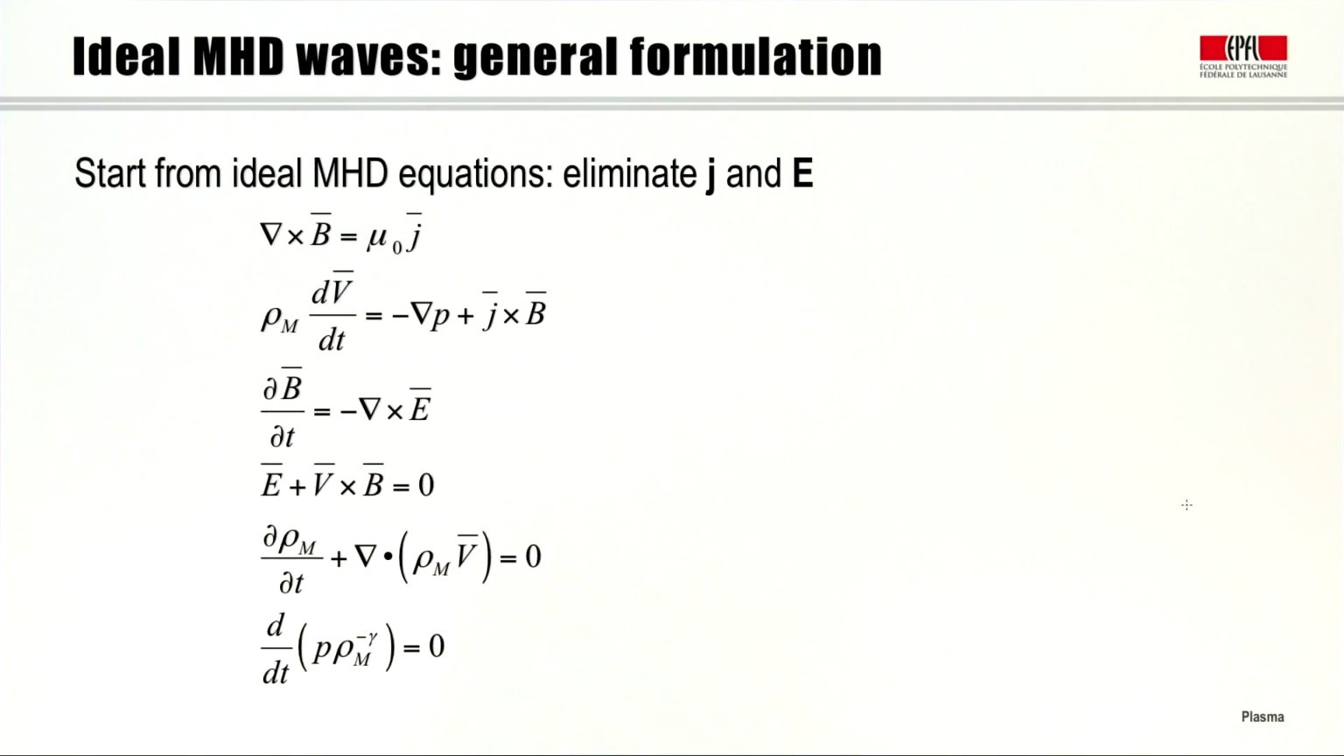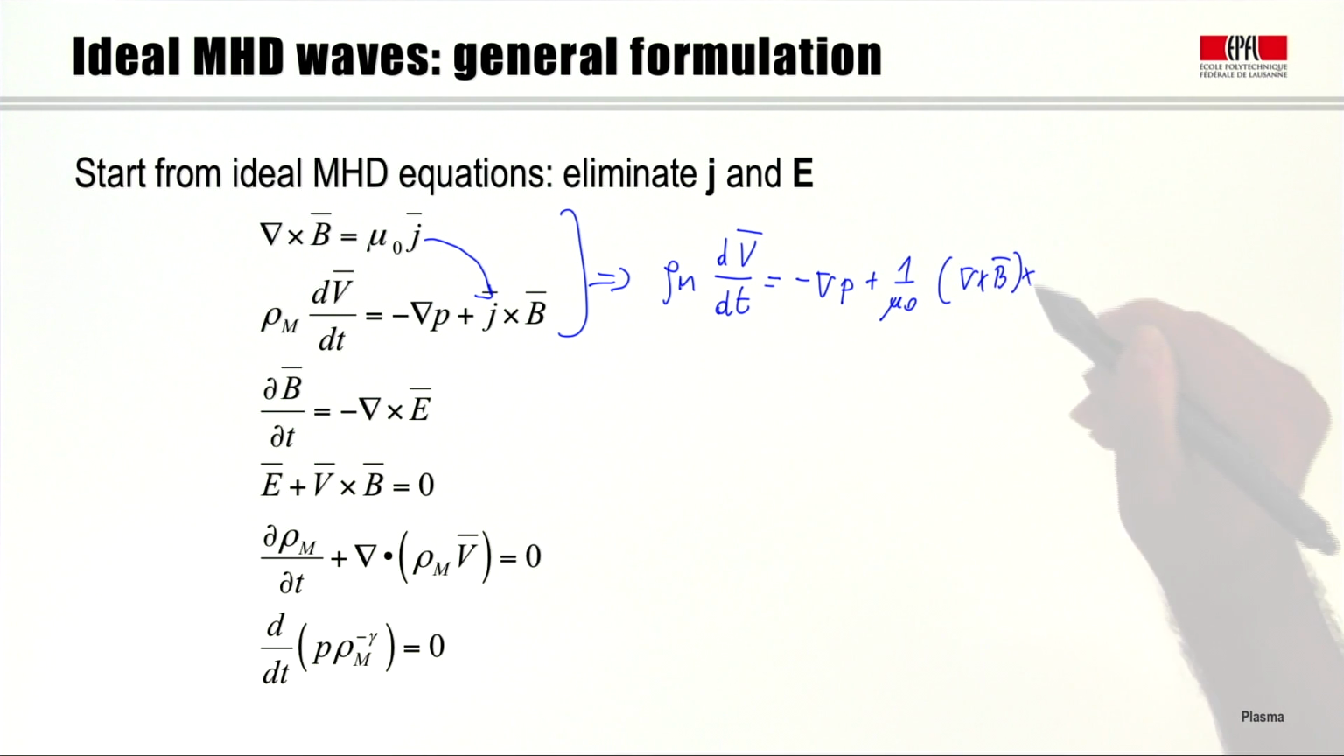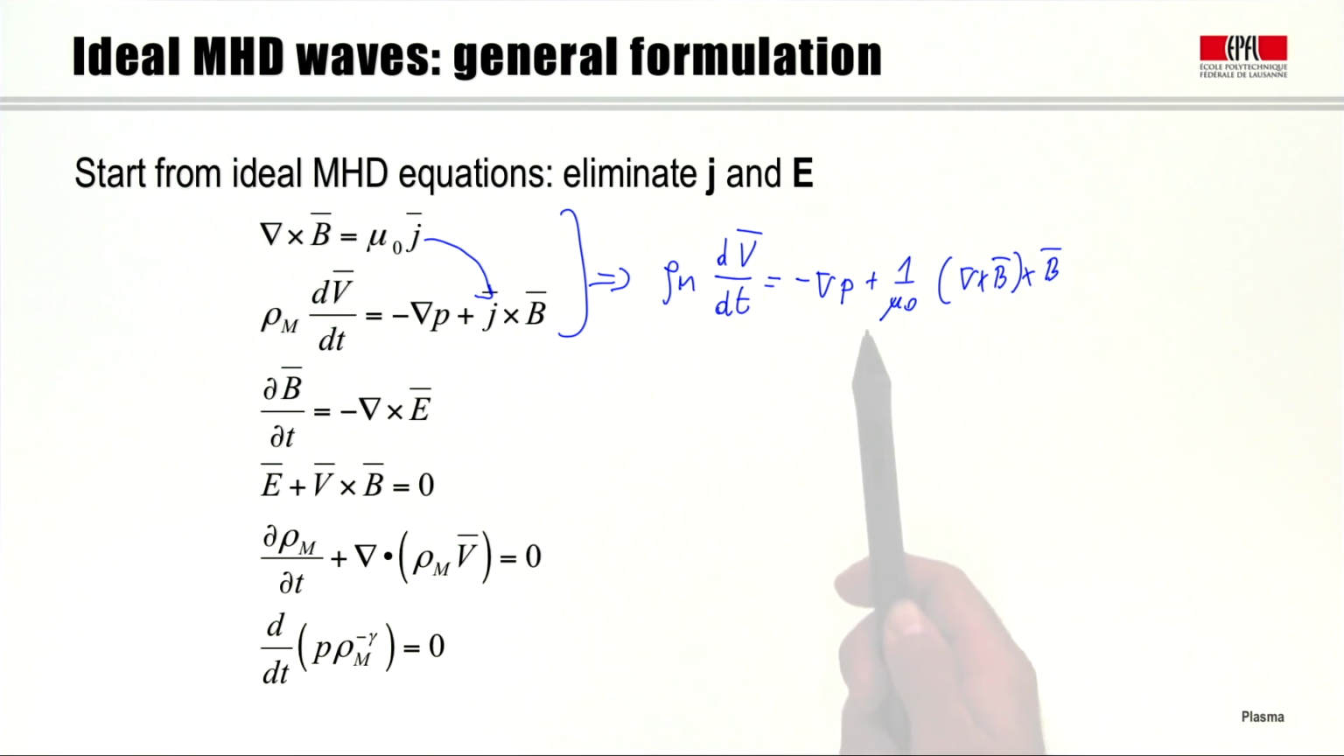Now, we start from the ideal MHD equations, and we use them to eliminate J and E. We have here Ampère's law and the momentum balance equation. We can take J from Ampère's law and plug it into the momentum balance equation. With this procedure, we eliminate J. So what we obtain is that ρm dV/dt is equal to minus grad P plus 1 over μ0 the curl of B cross B.